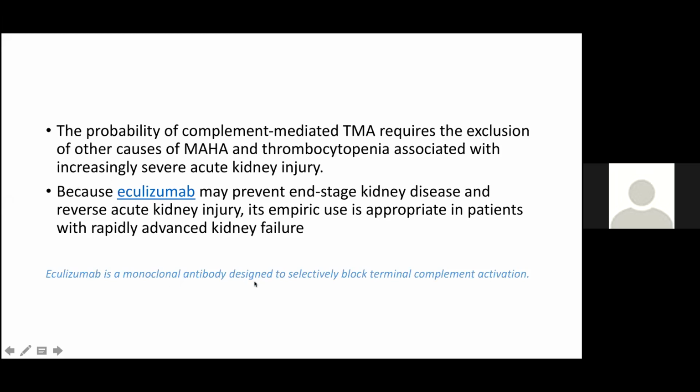It is a monoclonal antibody designed to selectively block terminal complement activation. Eculizumab may prevent end-stage kidney disease and reverse acute kidney injury. Therefore, its empiric use is appropriate in patients with rapidly advancing kidney failure. So you don't have to actually confirm the diagnosis. You just see if you can exclude the other two, and you start eculizumab if it is available.